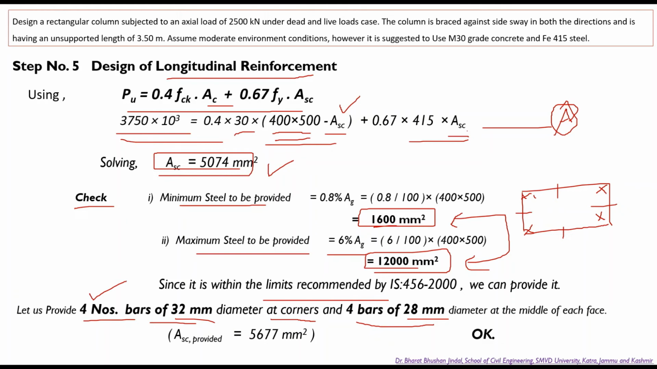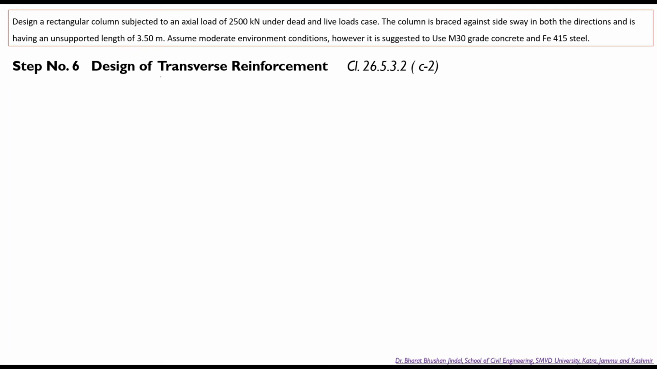Based on the calculation of the area provided by 4 bars of 32 mm and 4 bars of 28 mm, the total area comes out to be 5677 millimeter square. So it is greater than 5074, which was the requirement. So we can say this check is okay, and we can proceed with the design up to step number 6. Now in step number 6, as usual, we have to design the transverse reinforcement, and you can refer to this subclause, that is 26.5.3.2 part C, and the second part out of that C.